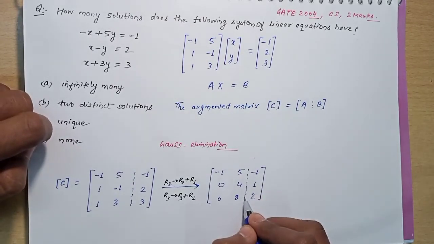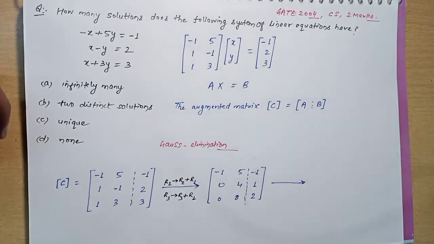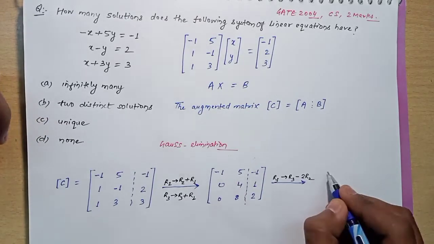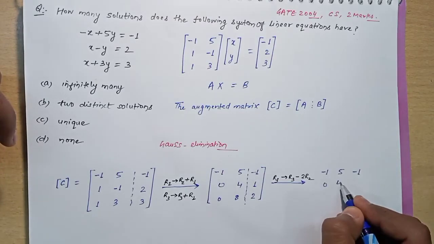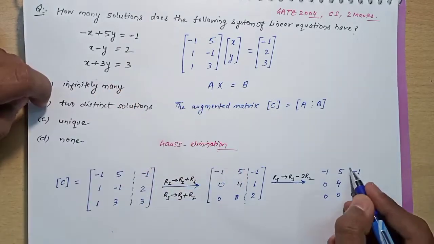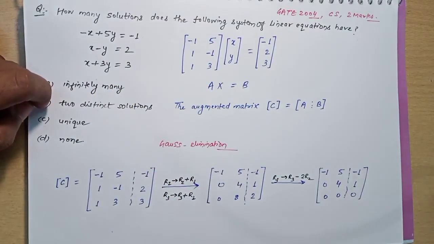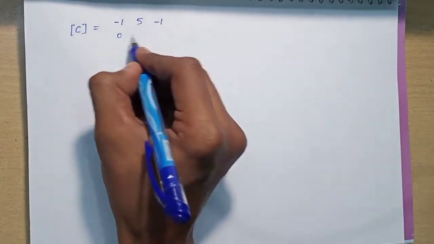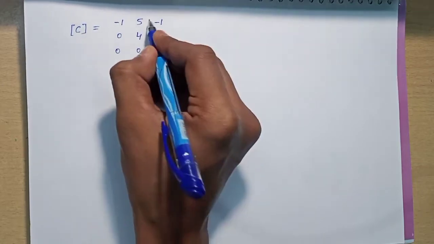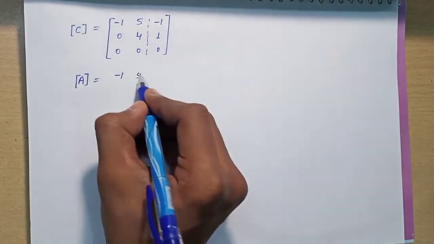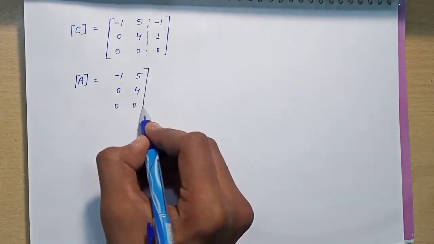Again convert R3 into R3 minus 2R2. It will be matrix [-1 5 -1; 0 4 1], and the row 3 will become 0. Now our augmented matrix C will be [-1 5 -1; 0 4 1; 0 0 0], and the coefficient matrix A can be written as [-1 5; 0 4; 0 0].